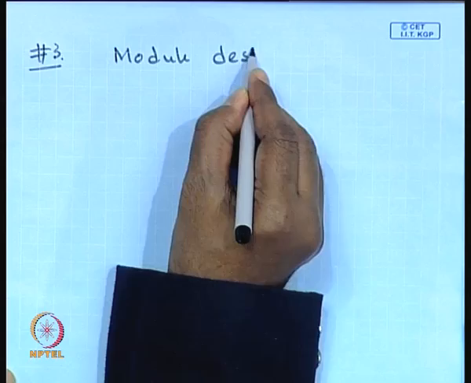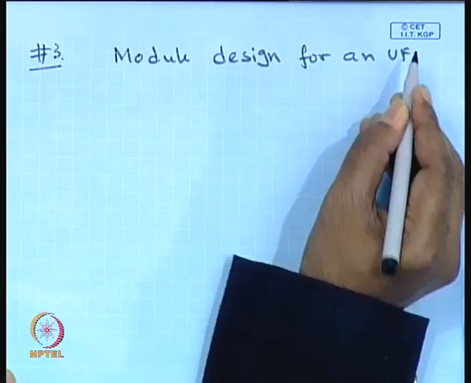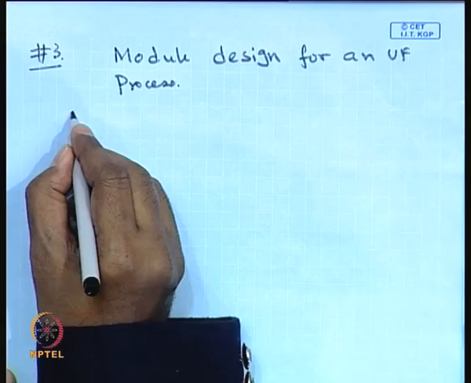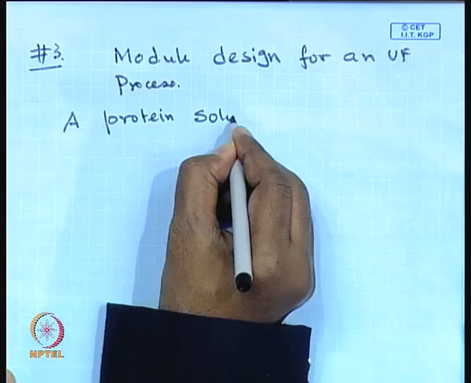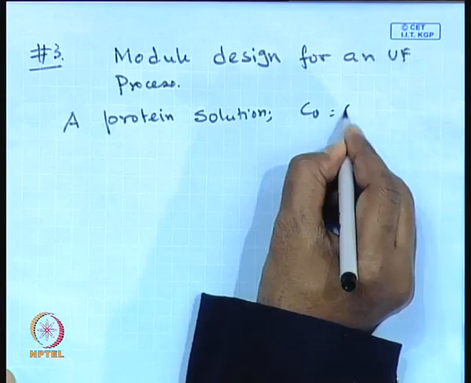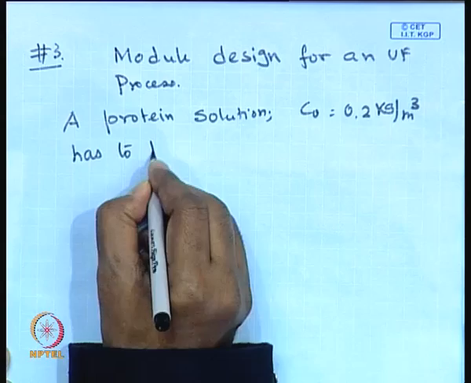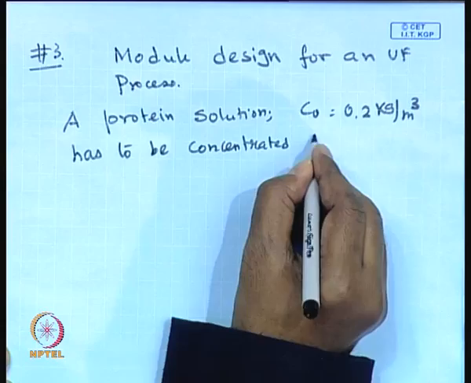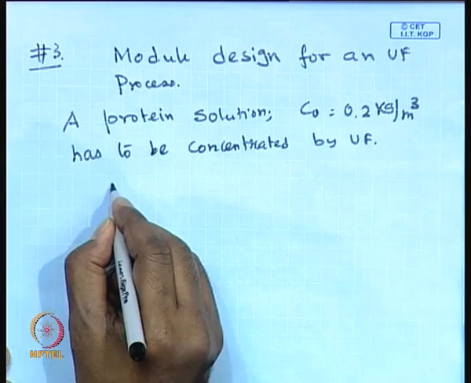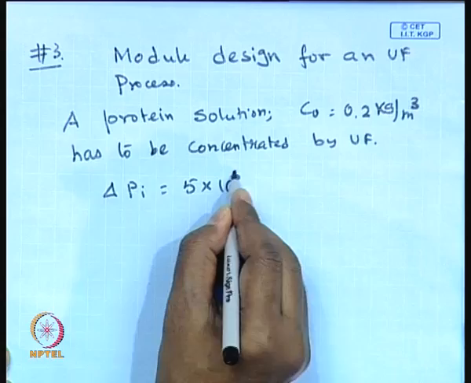Okay. So, next problem, we will be doing a module design for an ultrafiltration process. In this case, we consider a protein solution. The feed concentration is given as 0.2 kg per meter cube. Okay. This protein solution has to be concentrated by UF. The operating conditions are like this: at the channel entrance, delta P I is 500 kilopascal, 5 into 10 to the power 5 Pascal, that is the transmembrane pressure drop at the channel entrance.